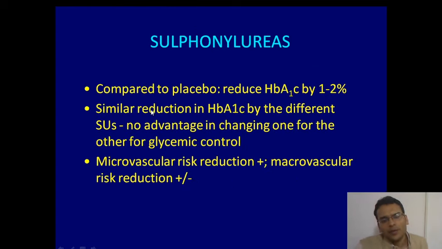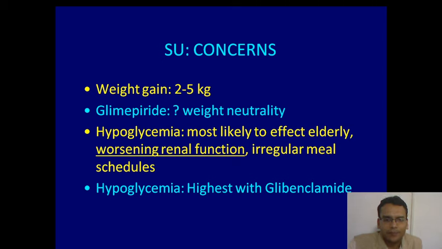Compared to placebo, sulfonylureas cause HbA1c reduction by 1 to 2%. The A1C reduction remains similar with different SUs. There is no advantage in changing one over the other for glycemic control. Microvascular risk reduction has definitely been shown. Regarding macrovascular risk reduction, there is no concrete randomized controlled trial based evidence, but there is evidence from long-term observational studies that these agents don't increase CV risk.